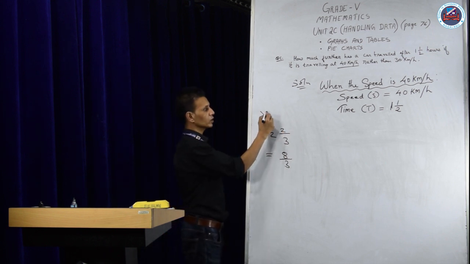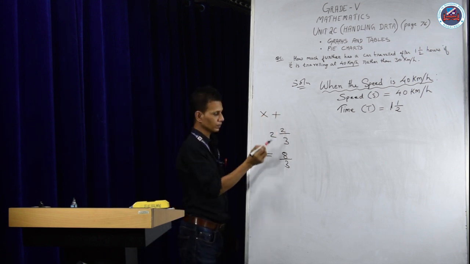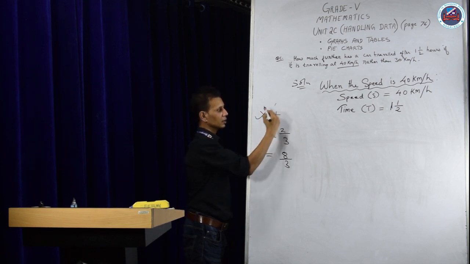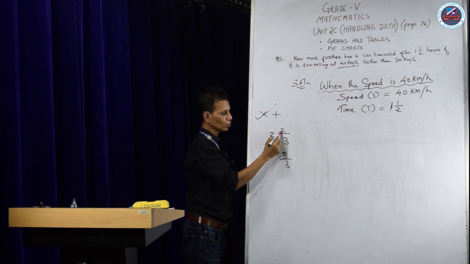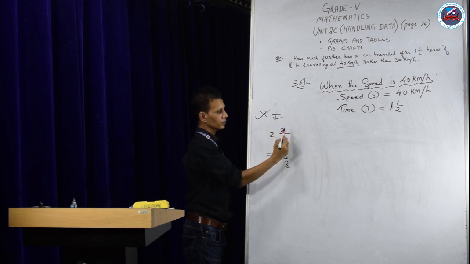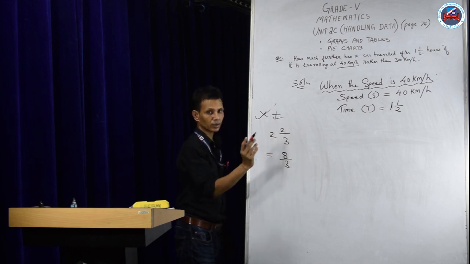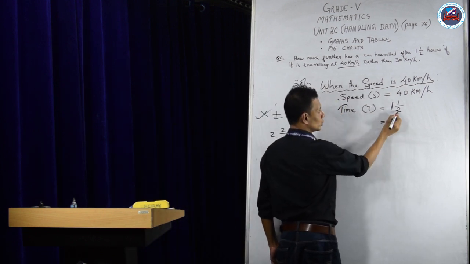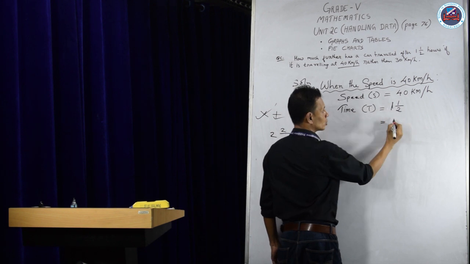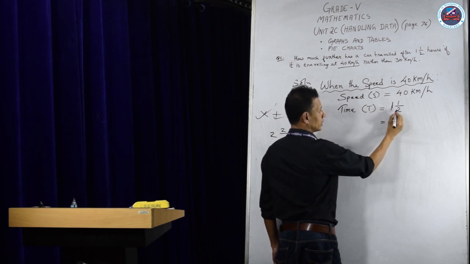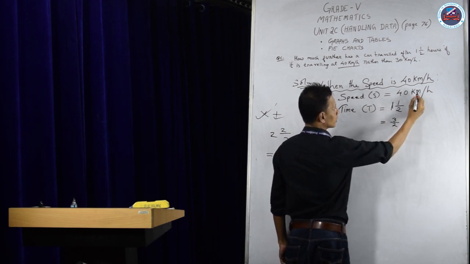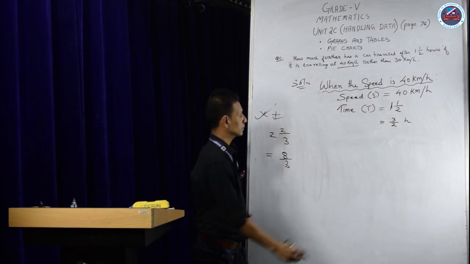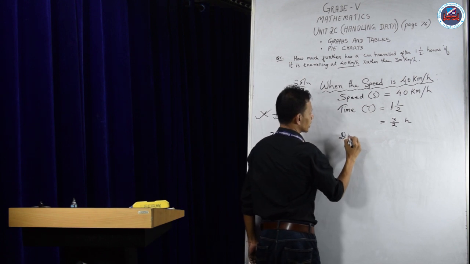Remember, first multiply, then add. 3 times 2, 6. 6 plus 2, 8. Denominator 3, same. Then 2 times 1, 2. 2 plus 1, 3. By 2. It is time, so it will be only r. You agree? Yeah. Next. Distance.